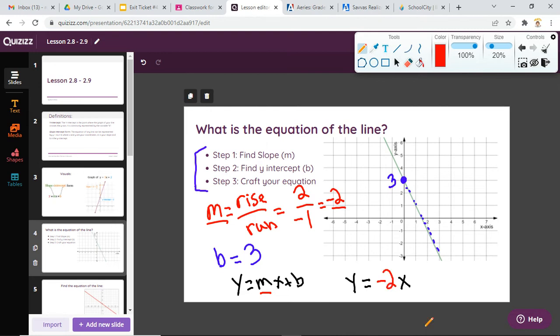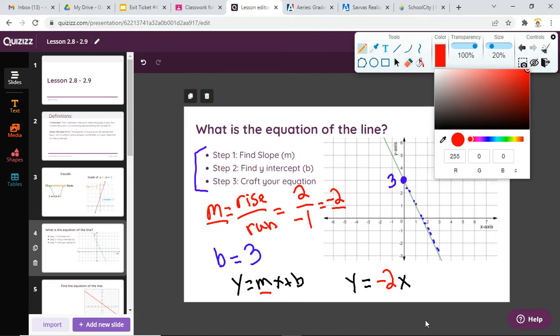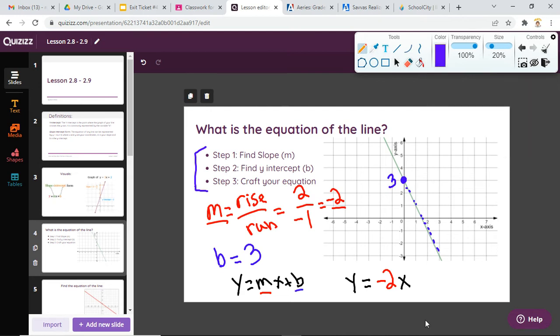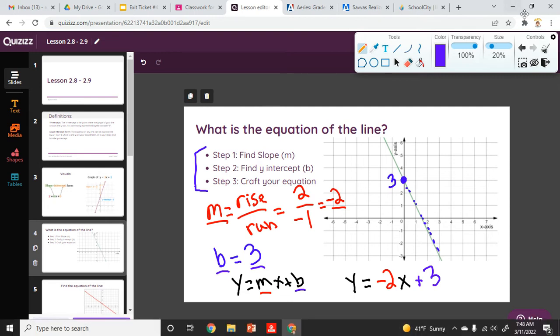So I'll replace my m with the number -2. I also know what b is equal to. So since b is simply a placeholder for a number we didn't know yet, but now we know it, we can replace b with what we found it out to be. And it turns out b is equal to 3. So I can go over here and replace the letter b with the number 3, which means the equation of this line is y is equal to -2x plus 3. And again, that is the equation in slope-intercept form.